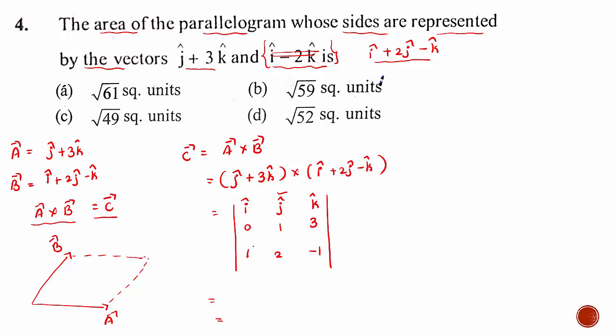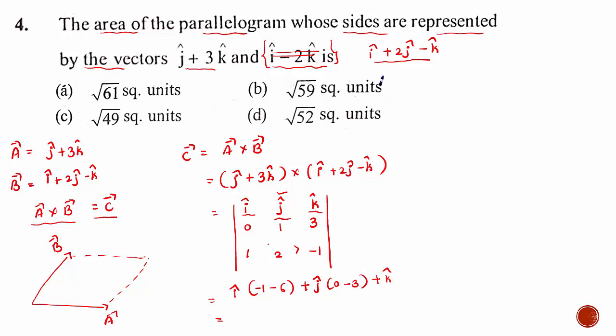Now you can multiply here. We can take the first column, i cap. For i cap we can multiply 1 into minus 1, we will get minus 1. 2 into 3 is 6, that is minus of 6. Plus, the second one is j cap. So then we can multiply 0 into minus 1 will be 0. Then 1 into 3, that is minus 3 in the opposite direction. Third column is plus unit vector k.